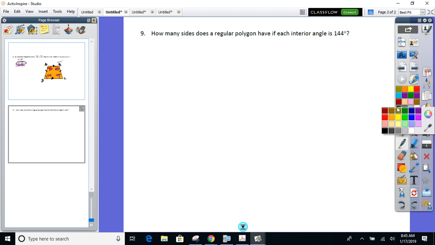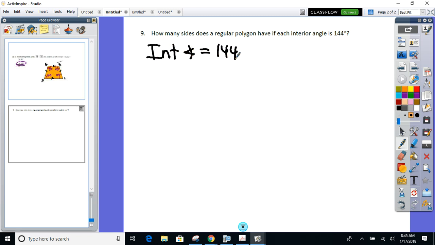How many sides does it have if each interior angle of a regular polygon is 144? That's good knowledge that the interior angle is 144. I prefer to work with an exterior angle instead because I know what they all add up to. I don't know what all the interior angles add up to because I don't know the number of sides. But if I found an exterior angle, what is the relationship between interior and exterior angle? Linear pairs are supplementary, so this will be 36 degrees.